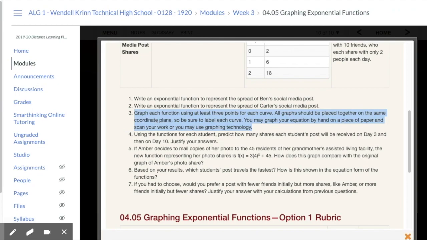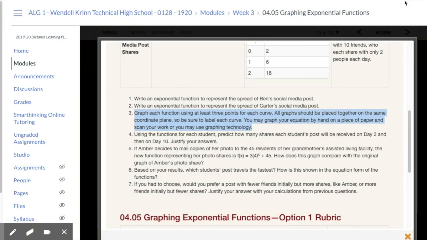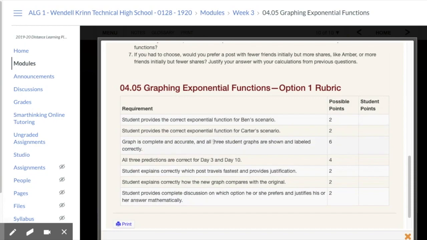I highly, highly, highly suggest you go ahead and go into desmos.com. Insert it back into your Word document that you're working on, specifically for question number 3. Question number 3 is 6 points. So you don't want to lose out on those points. You want to make sure you get that done.